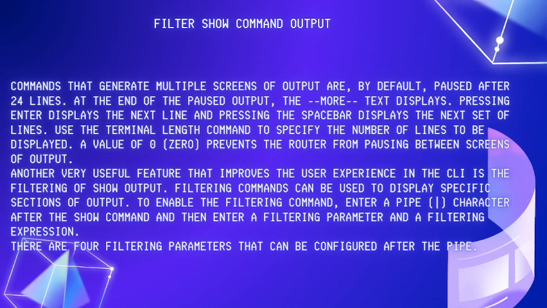Another very useful feature that improves the user experience in the CLI is the filtering of show output. Filtering commands can be used to display a specific section of output. To enable filtering, enter a pipe character after the show command and then enter a filtering parameter and a filtering expression. There are four filtering parameters that can be configured after the pipe.